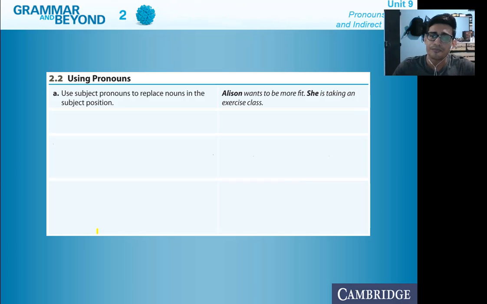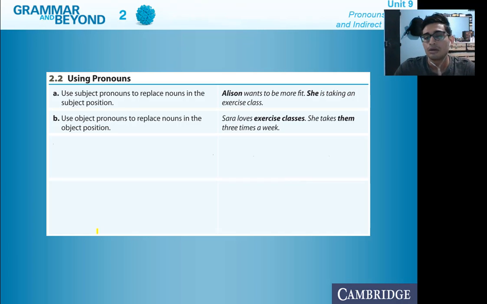We have another example. Alison wants to be more fit. She is taking an exercise class. Okay. Then we have use object pronouns to replace nouns in the object position. This is really important. We have Sarah loves exercise classes.